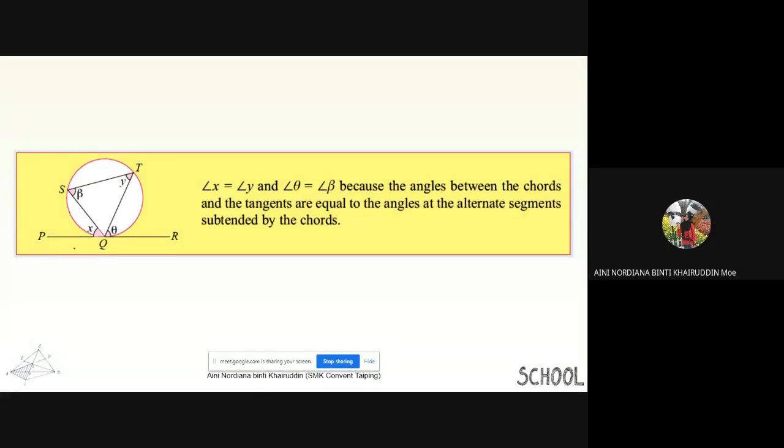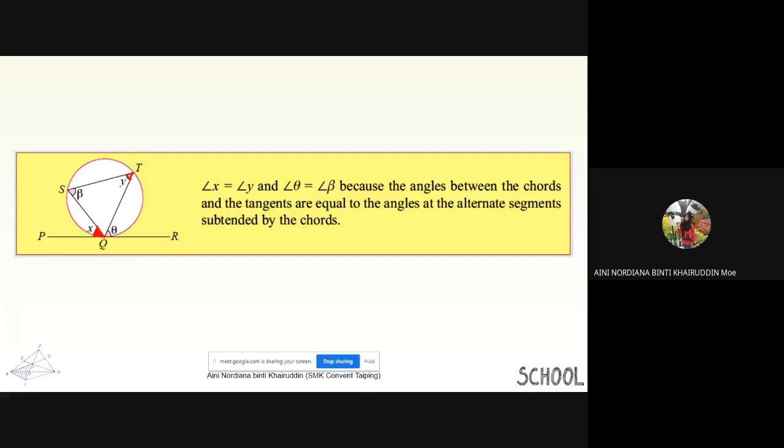This is PQR is tangent, or PR is tangent. Q is the point of tangency because dia berada pada circle, lies on the circumference. So if you have chord SQ, this is chord SQ, and then you have this angle X. So angle X is actually equals to angle Y.